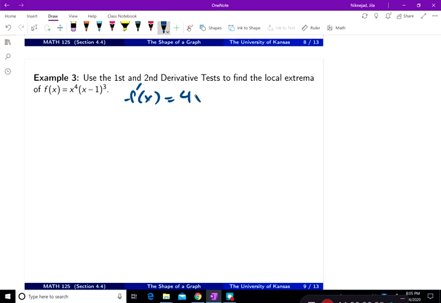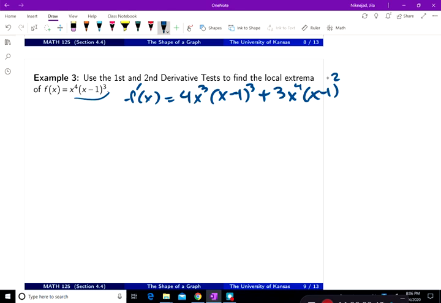What do I get? The derivative of the first one, which is 4x to the power 3, times the second one unchanged, then plus the derivative of the second one, which is 3x squared, (x minus 1) to power 2 times the derivative of the inside, which is 1, then times x to the fourth. I'm putting the 3 in front: 3 x to the fourth, (x minus 1) to power 2.